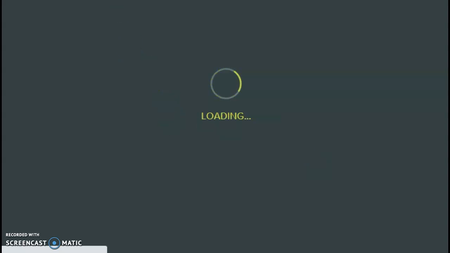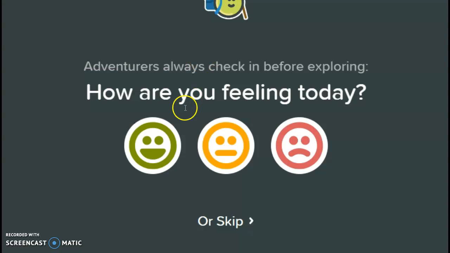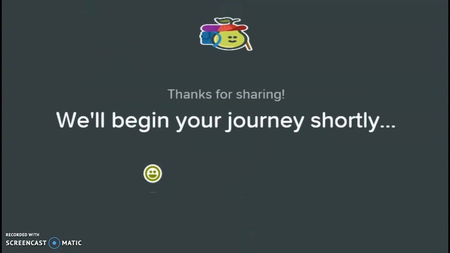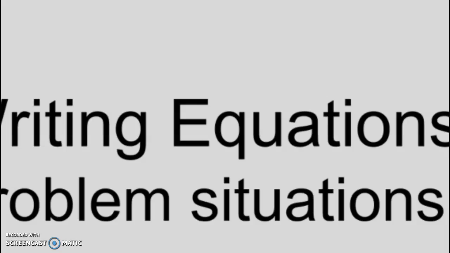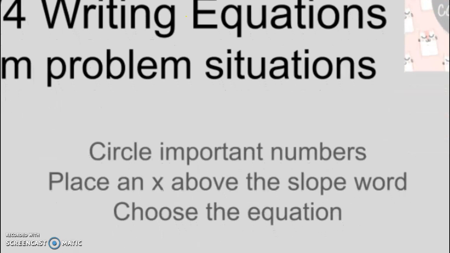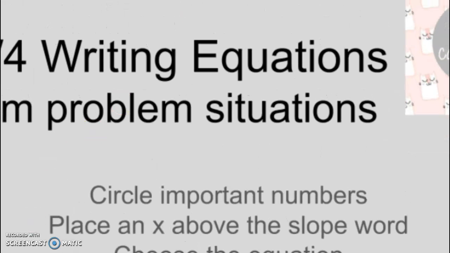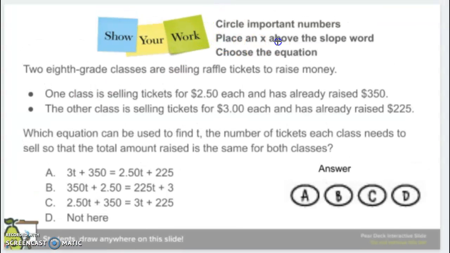Once you're done with the pair deck, you can go back and open up the Jamboard, or you can have it open now and then it's already ready to go for yourself. The pair deck is in student paced mode, so that way you can click through it. Slide 1 is just a reminder of the steps that you've got to take to complete writing equations from situations. Even at the top, there's some pointers to help you.